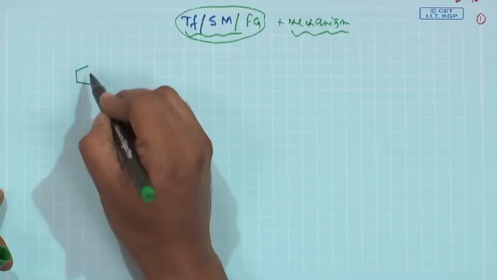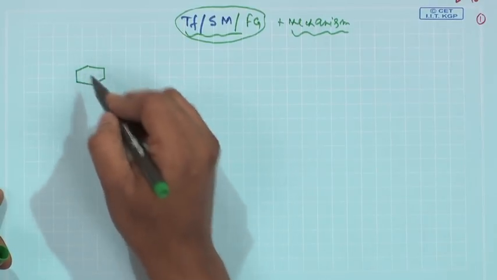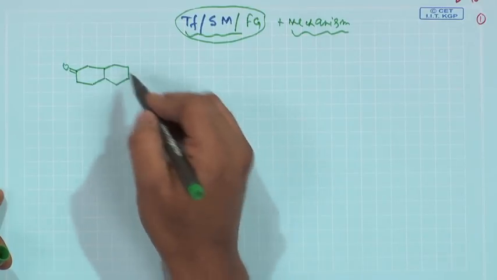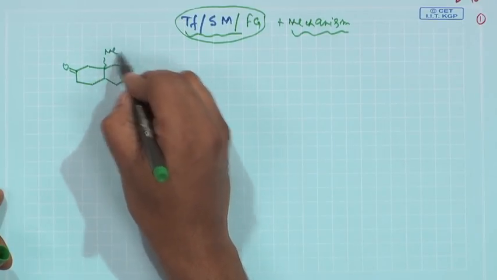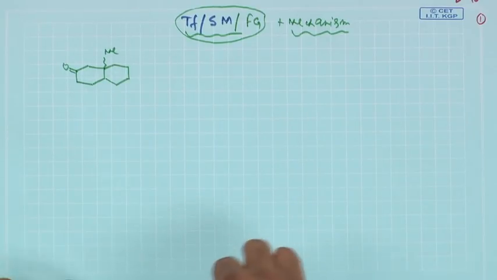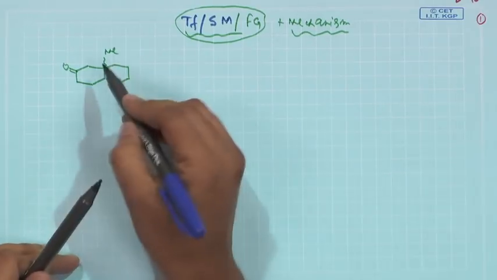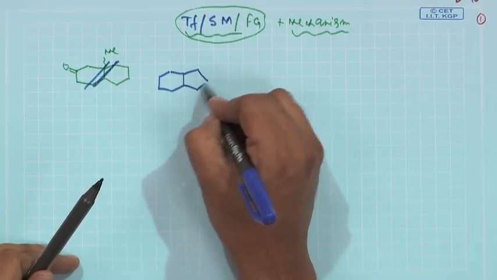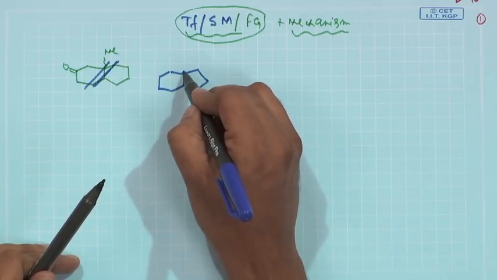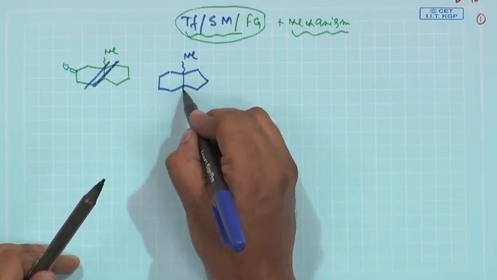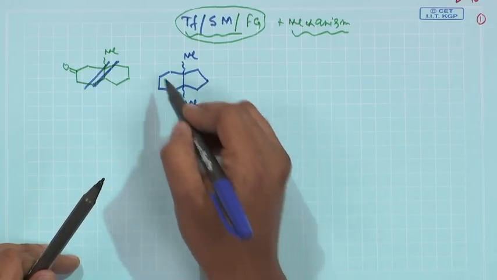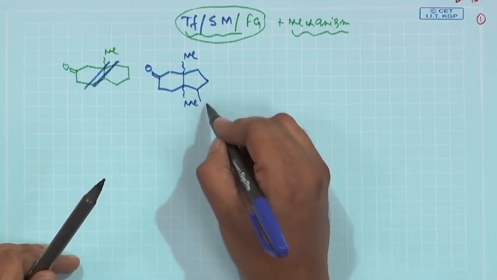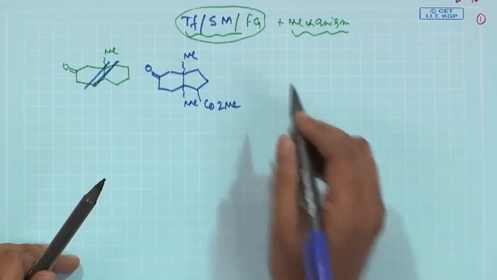Now, initially let us give you the target structure. The structure is wrong, so we will draw it again. The 6-membered and 5-membered target, we are having an angular methyl in the ring junction, having a cyclohexanone, and here you are having a CO2Me group.